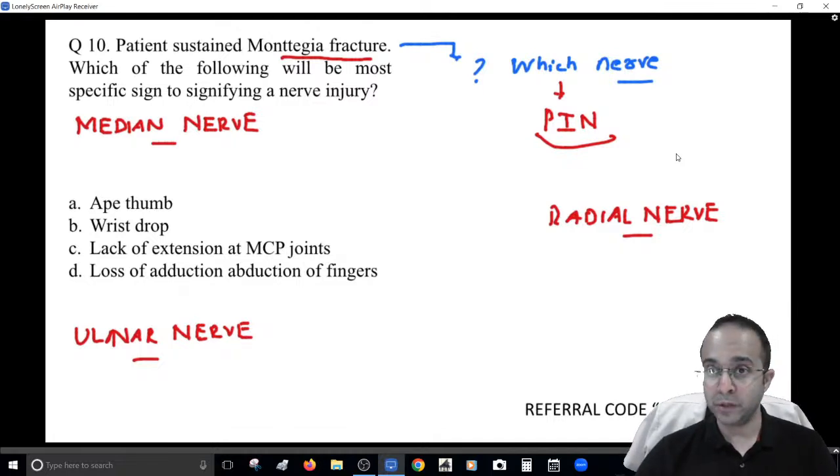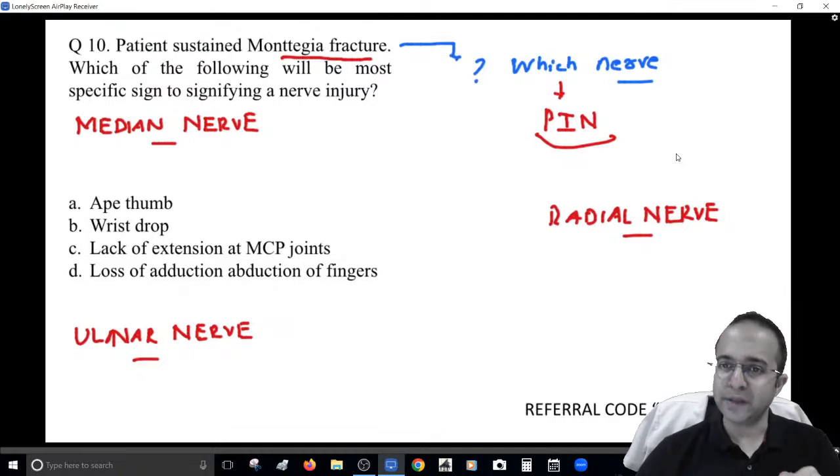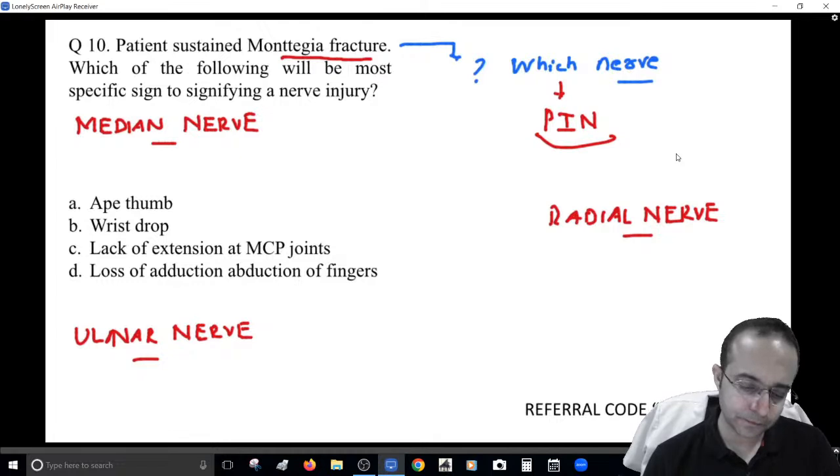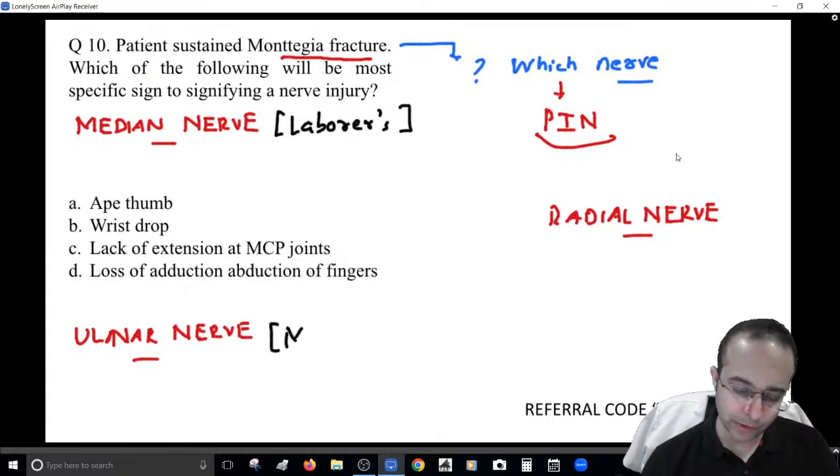Please tell me which nerve is called laborer's nerve. Which nerve do you know as the laborer's nerve out of the three? I'm sure you must have heard it. Which nerve is called the laborer's nerve? Yes, median. Absolutely right.